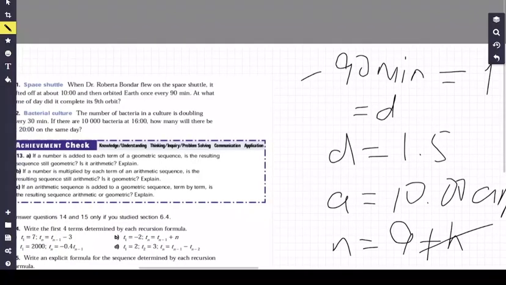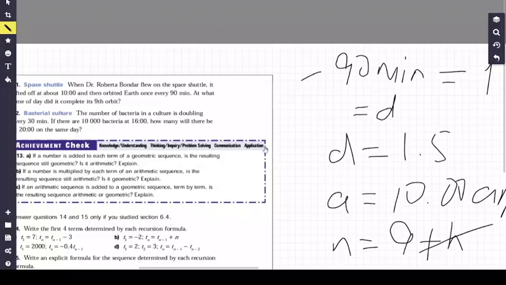So look at this and think about it. Is this right? And you realize, wait a minute, if I have 90 minutes, which is 1.5 hours, and I completed my 9th orbit, then something is off, right? Because 90 times 9 is going to give us 810 minutes. And 90 minutes being 1.5 hours, 1.5 multiplied by 9 is 13.5.